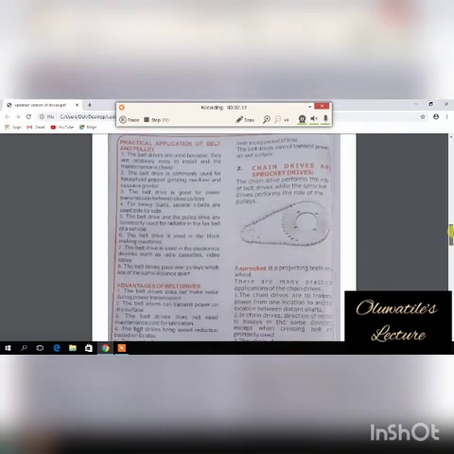So we have practical applications of belt. The belt drives are used because they are relatively easy to install.